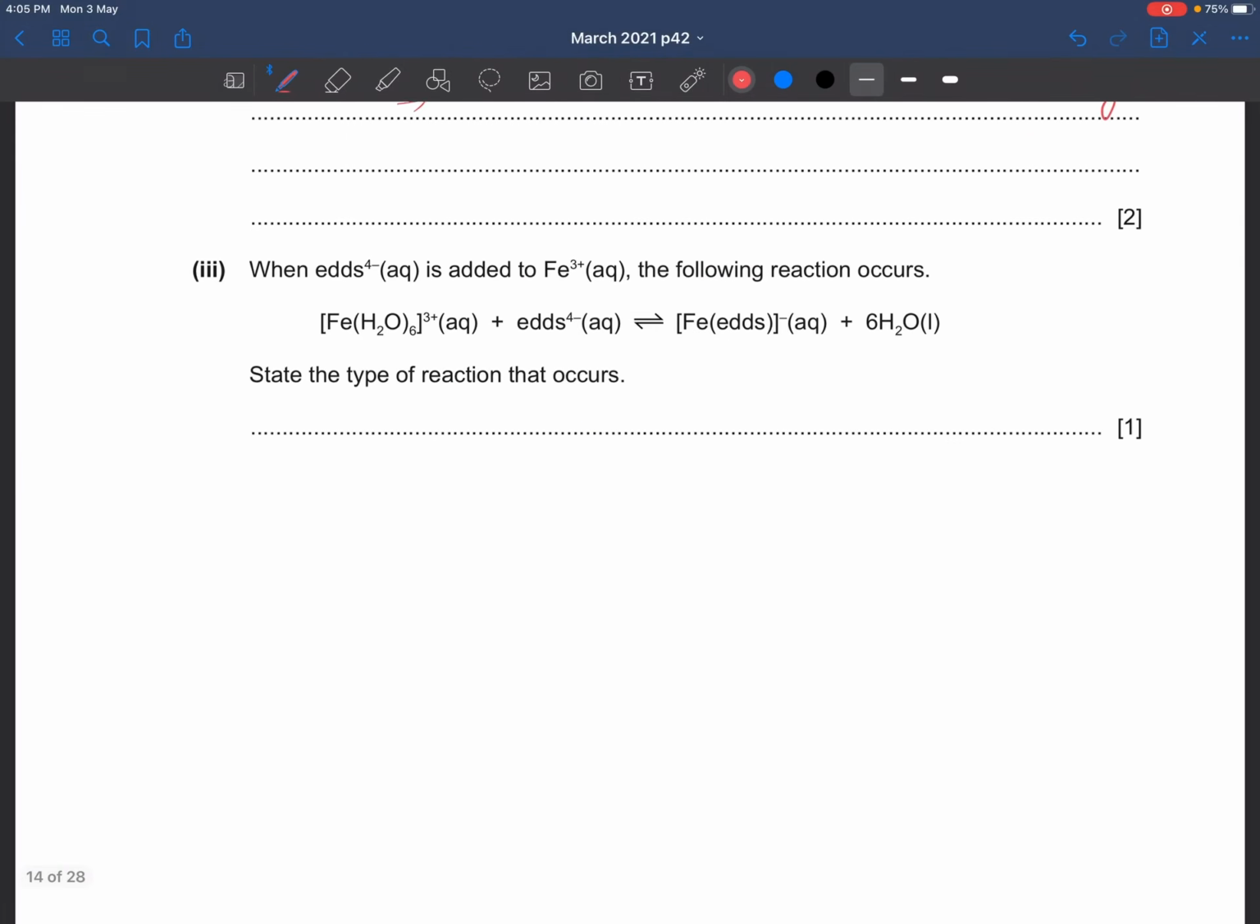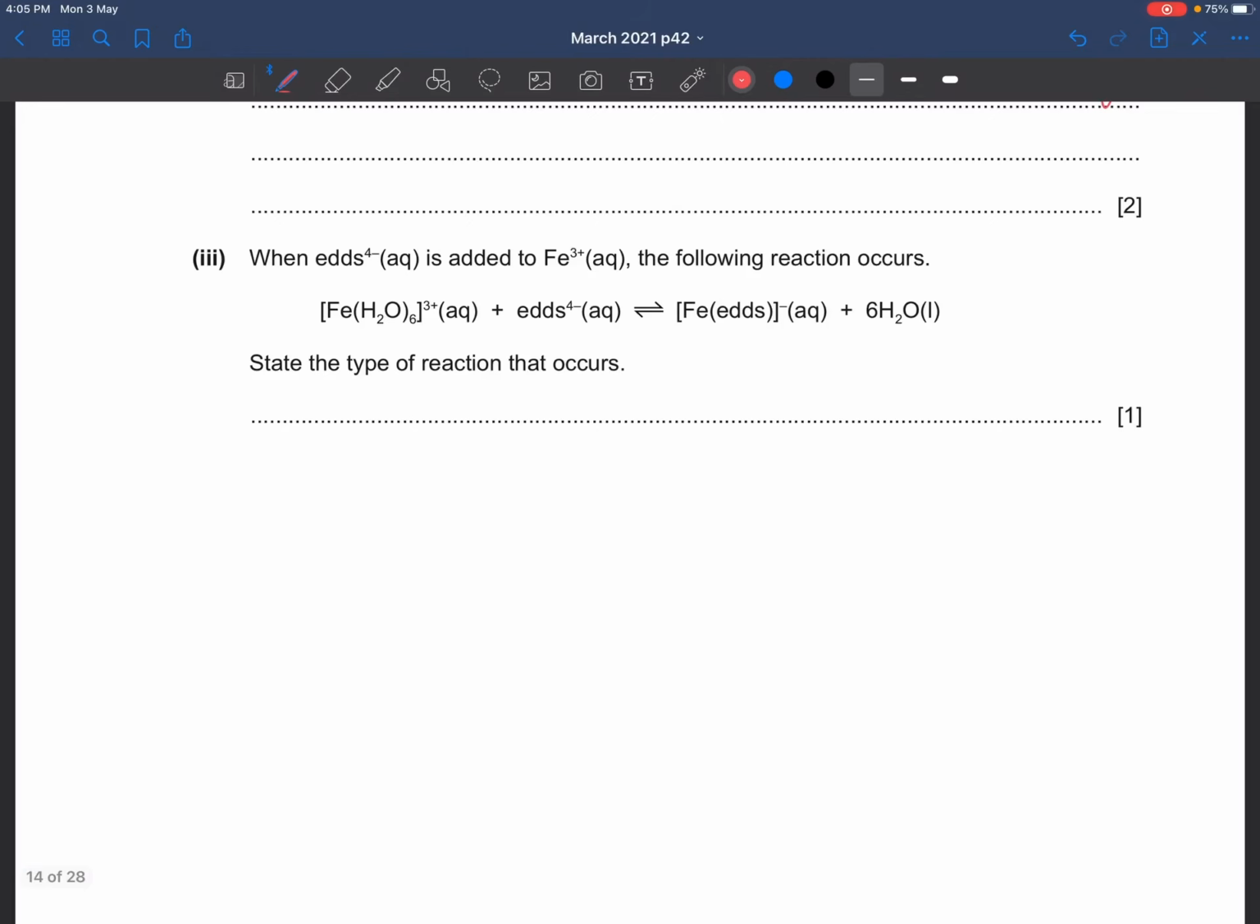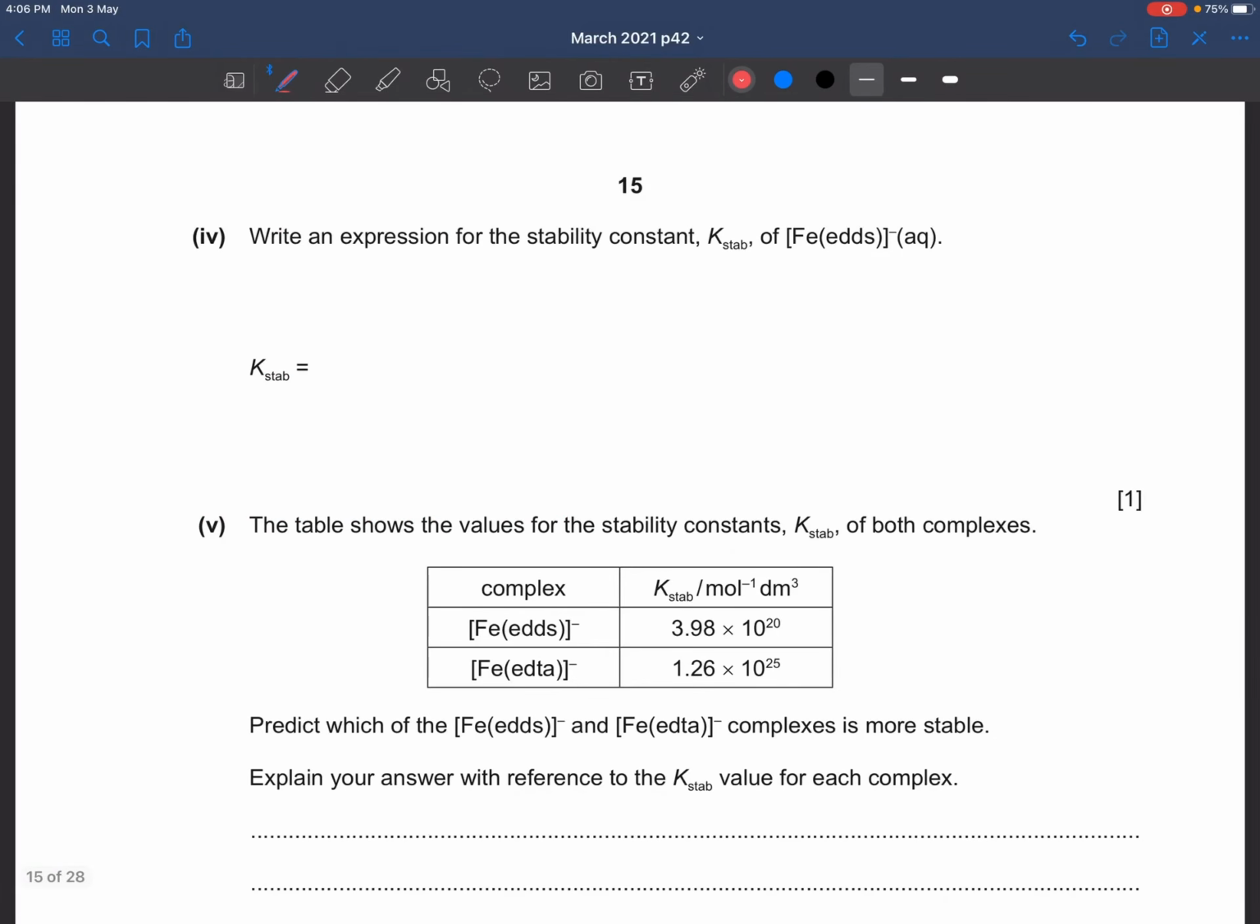When EDDS4- aqueous is added to Fe3+, the following reaction occurs. We added EDDS in the aqueous Fe3+. State the type of reaction that occurs. What type of reaction occurs? That is a ligand substitution reaction. Ligand substitution reaction.